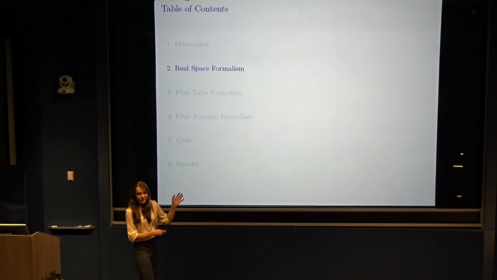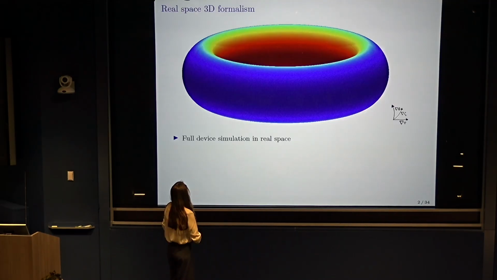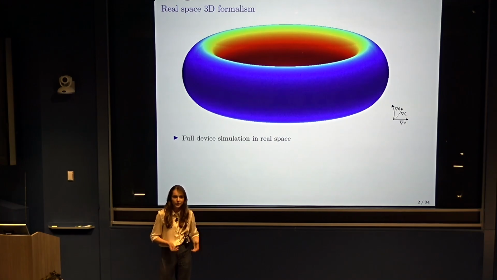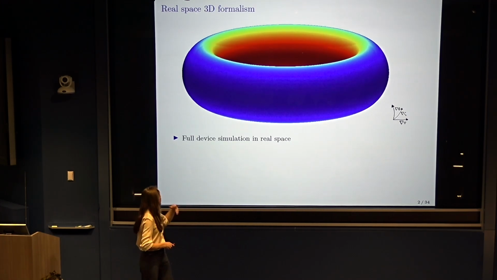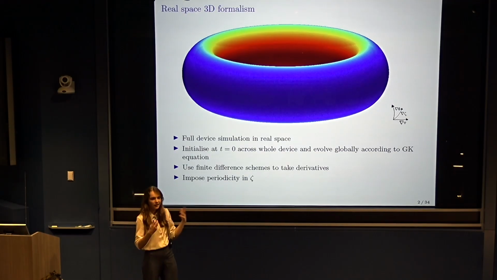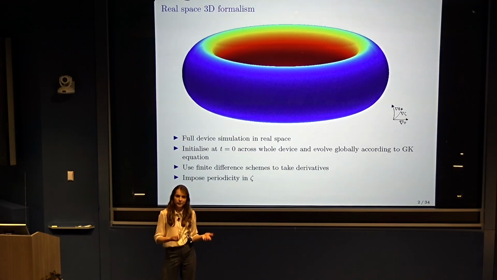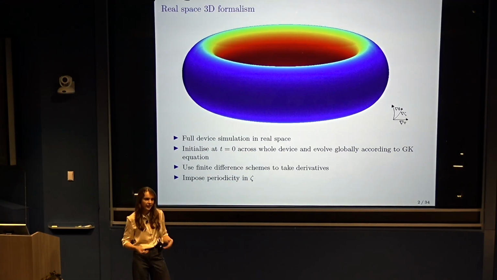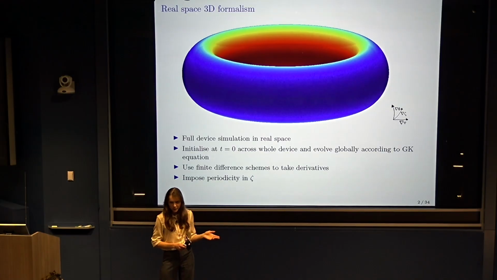So I'll start with the real space formalism and just go in order. As it says on the tin, a real space code is going to model the entire device in real space. The way this will work is I take some initialization of my distribution function at time equals 0, put it onto my device, and evolve that distribution function and the fields under the gyrokinetic equation.